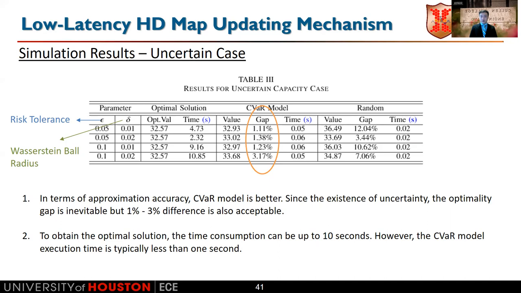But another thing we need to note is that the consumption time is significantly reduced compared to obtaining the optimal solution. The reason behind this is that the proposed CVaR-based model is a second-order cone programming problem and doesn't involve any binary variables. Therefore, for time-sensitive applications like HD map updating, the CVaR-based model approximation can be an effective way to trade off between time consumption and accuracy. So this is the second work.